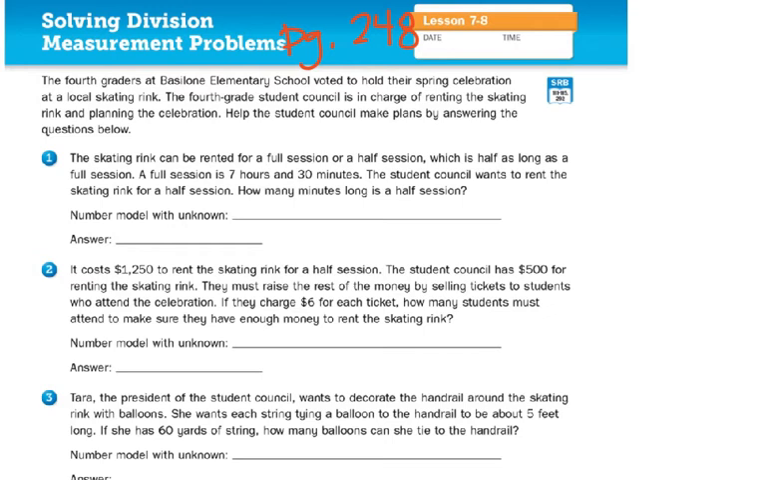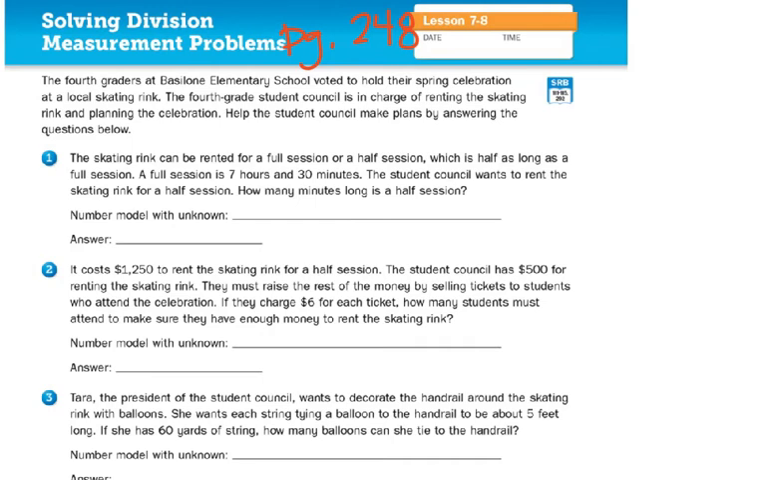Solving division measurement problems. The 4th graders at Basilone Elementary School voted to hold their spring celebration at a local skating rink. The 4th grade student council is in charge of renting the skating rink and planning the celebration. Help the student council make plans by answering the questions below.